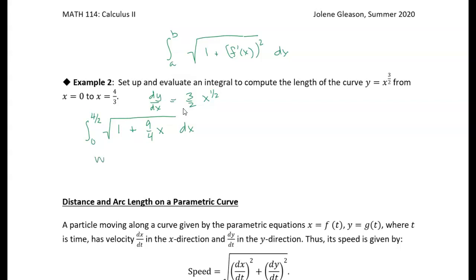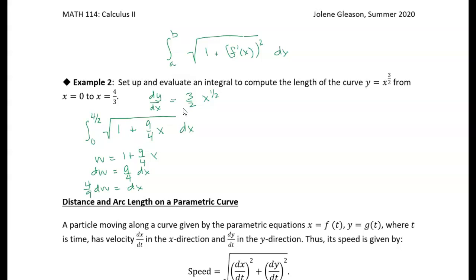So I'm going to let w equal 1 plus 9/4 x, and that means that dw is equal to 9/4 dx. But we don't have the 9/4, we need just dx, so we get 4/9 dw is equal to dx. So we can substitute 4/9 dw for dx.